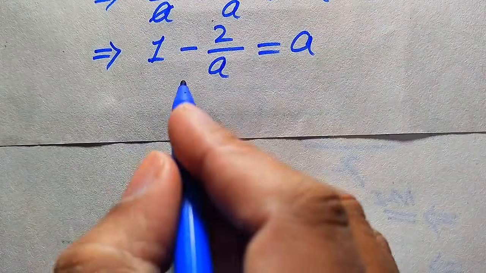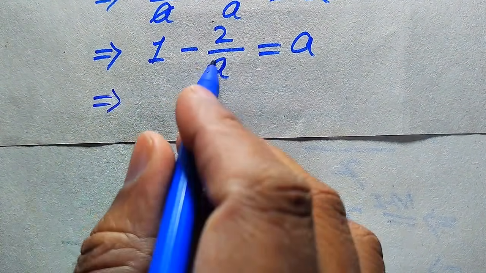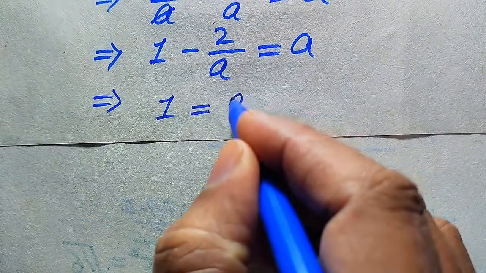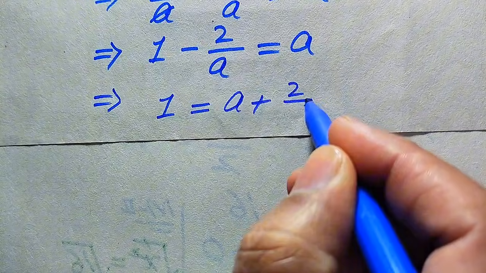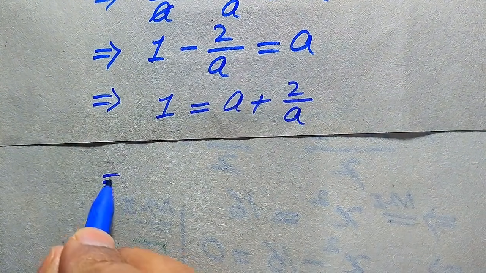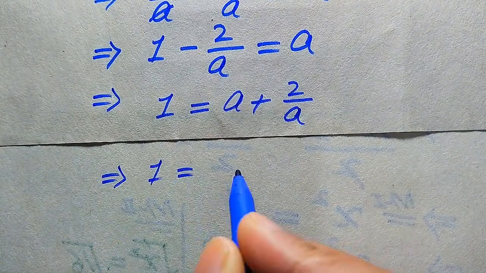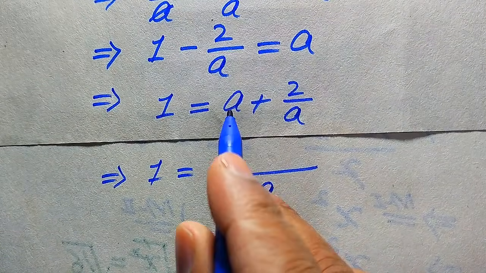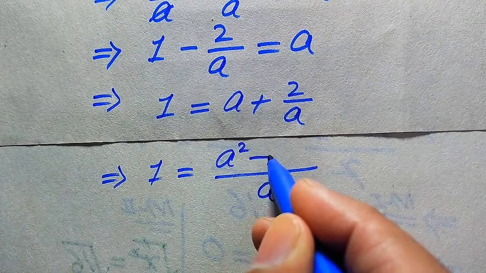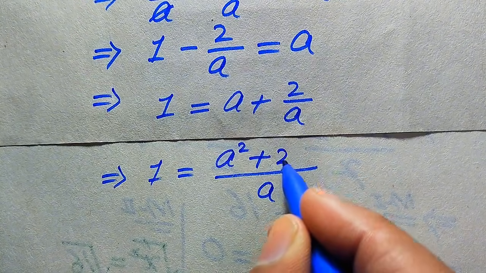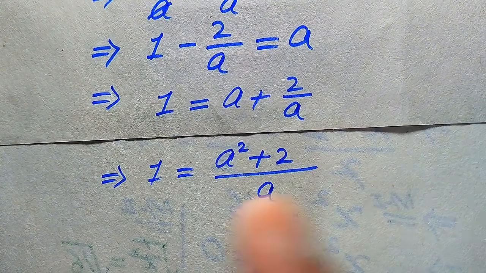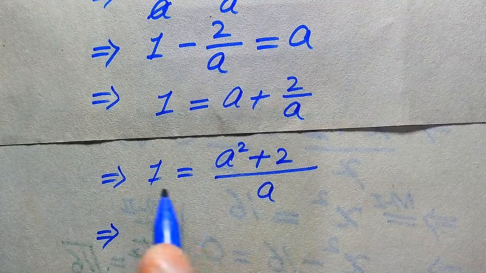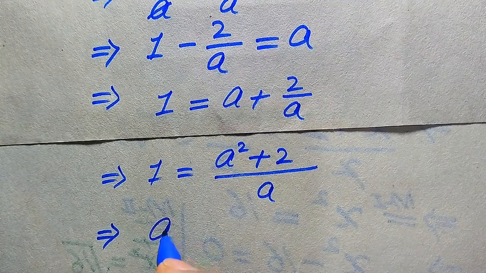So further in the next step we move this minus 2 over a to the right hand side, and it will be written as 1 is equal to a plus 2 over a. Here we take the LCM on the right hand side, and its LCM becomes a. So this is a multiplied by a becomes a square, plus this a and a are gone, and we obtain 2 only. And now further in the next step, we simplify the terms, and we multiply a with 1, and a times 1 equals a.